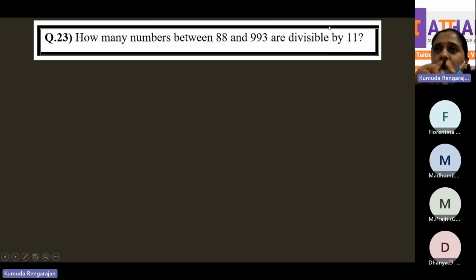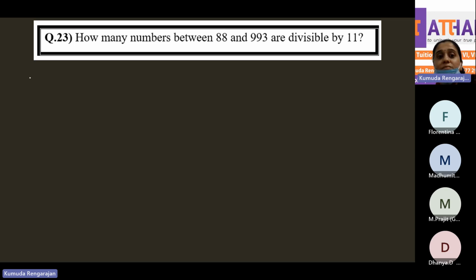So is 88 included? No, because between, yeah, between. So no, 88 is not included. And 993, if it's not a multiple, but even if it were a multiple, it's not included. So between 88 and 993. So the first term will be what?